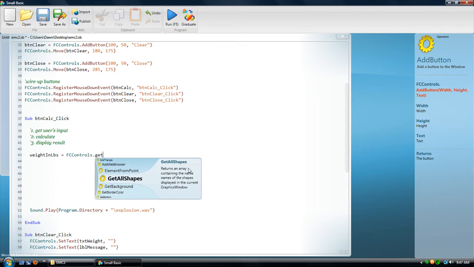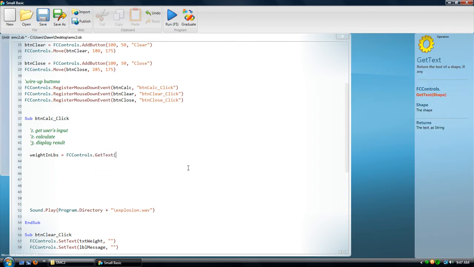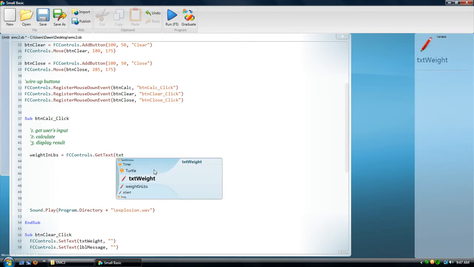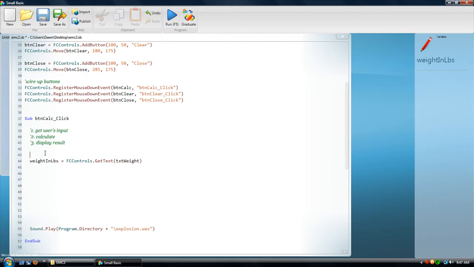So we're going to use, as I said, FCControls.getText. This method, the getText method, requires one argument, and that would be the text box that we care about. And in this case, it's called txtWeight. Okay, so that's step one. All done. Now step two is to calculate.